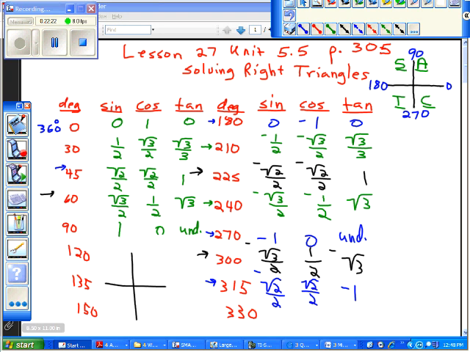All right, we're going to go 330 degrees. So we're going to start here. 330 degrees is how far away from the x-axis? 30 degrees. 330 degrees is 30 degrees away from all the way around. So my reference angle is 30.